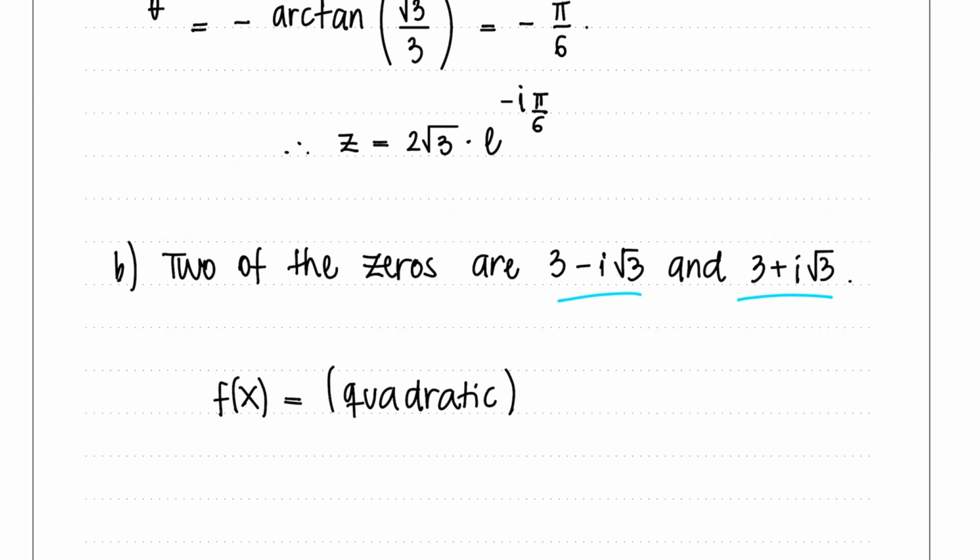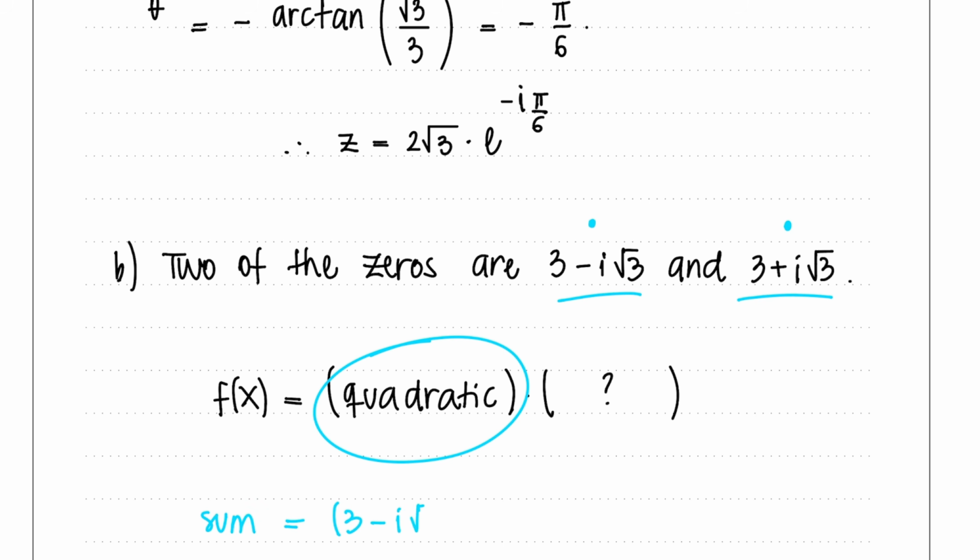Now, let me illustrate this as f of x being equal to a quadratic term times something. And as I mentioned before, this something could be another quadratic or 2 others. I just wrote this so I could illustrate the calculation of this quadratic term. This quadratic term will have these 2 zeros, and we're going to use sum and product to come up with this quadratic. Now, the sum of these 2 roots is 3 minus i root of 3 plus 3 plus i root of 3, which is equal to 6.